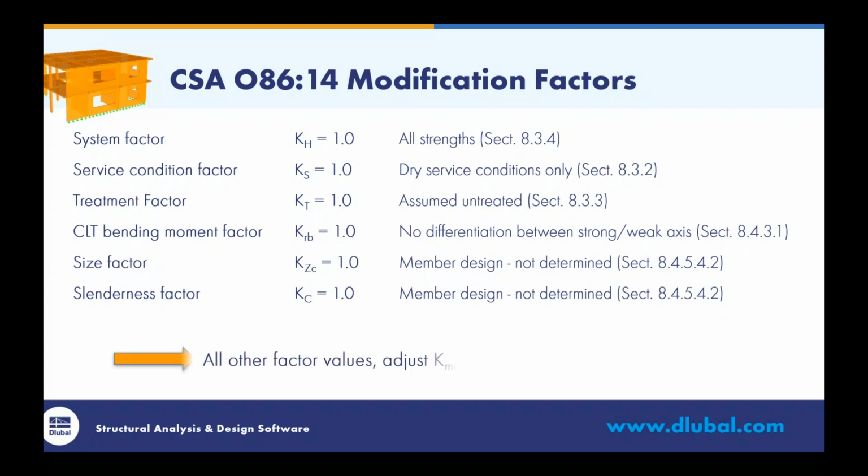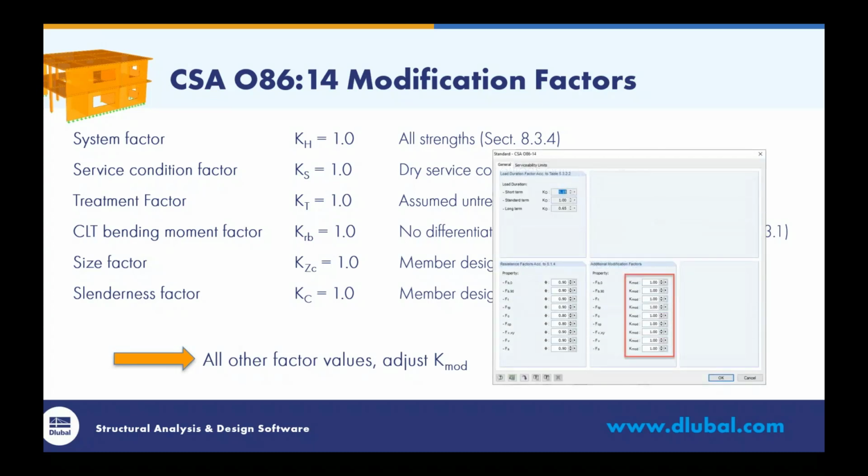So if you have the situation where you do not have one of these factors equal to 1.0, that's okay. All you need to do is to simply adjust K mod, and this is the modification factor that can be applied to all strengths within RF-LAMINATE. So again, the assumptions over here on the left for these modification factors are made as 1.0. If you have anything else, just go ahead and adjust K mod, which will modify those design strengths.